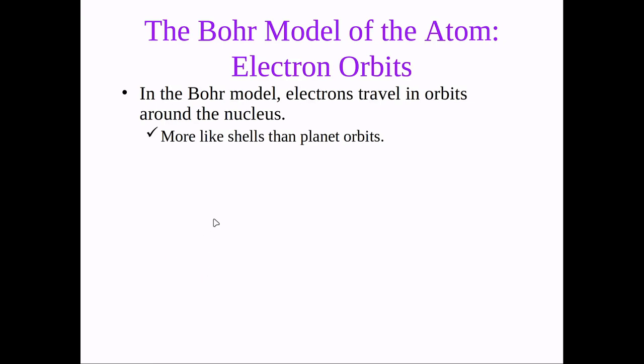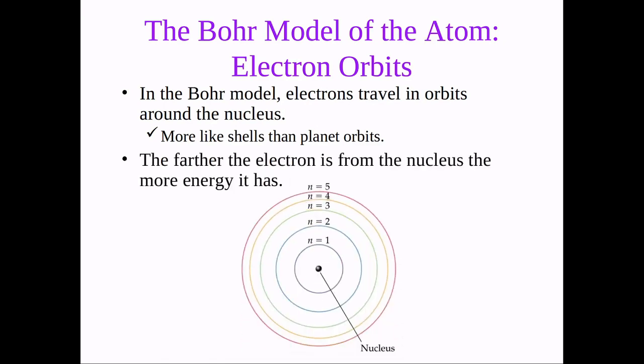In the Bohr model, electrons travel in orbits around the nucleus, much like the planets. They're more like shells, though, because they are three-dimensional, right? They're like a sphere around the nucleus rather than a path that it follows, like a circle. The farther the electron is from the nucleus, the more energy it has. Okay, so here's the nucleus, and then here are the various orbits that it can have.